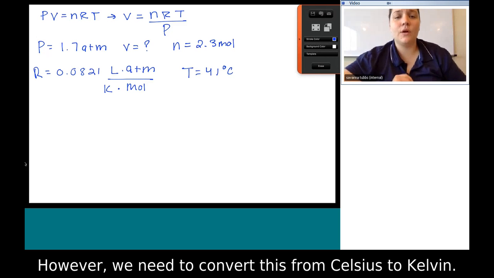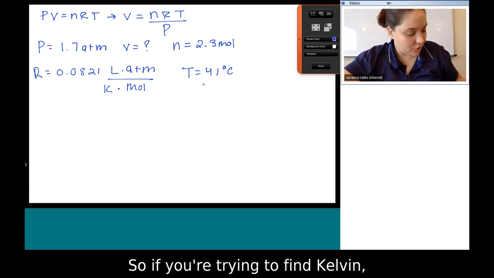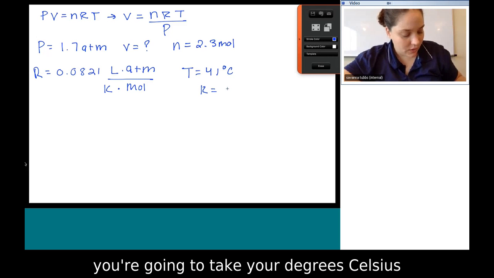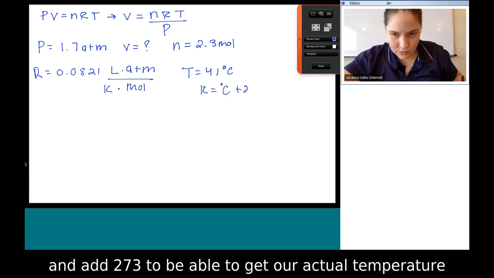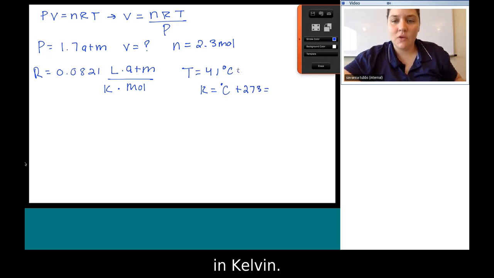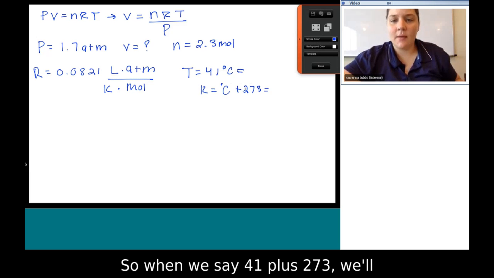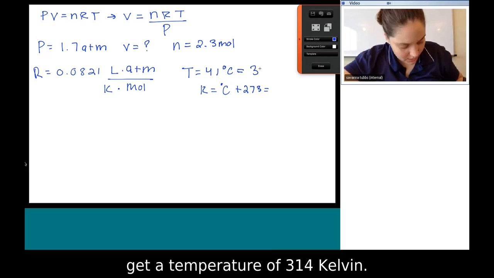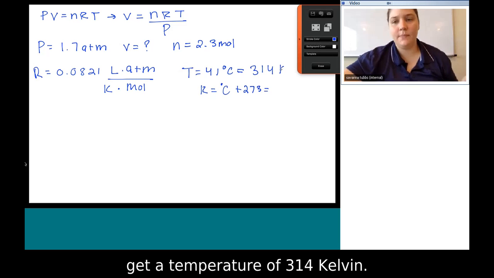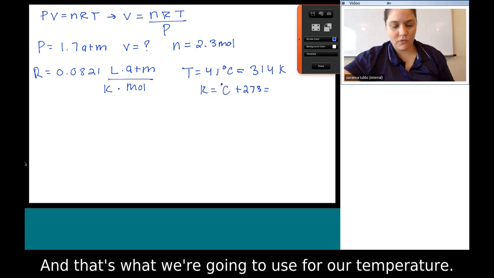However, we need to convert this from Celsius to Kelvin. If you're trying to find Kelvin, you're going to take your degrees Celsius and add 273 to get our actual temperature in Kelvin. So when we say 41 plus 273, we'll get a temperature of 314 Kelvin. And that's what we're going to use for our temperature.